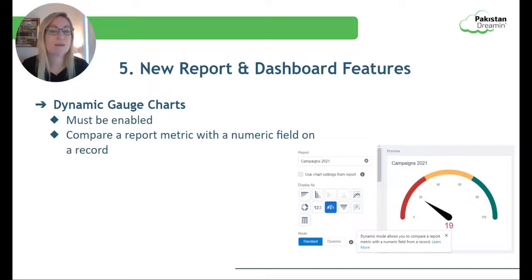Dynamic gauge charts have been a hugely requested feature for a long time. Now they must be enabled, but once they are, they can compare a report metric with a numeric field on a record. These are great for things like sales team targets or individual sales team member targets. And what it means is that you can set a gauge to be dynamic to track different people's targets. When your dashboard is filtered based on a specific user, the dynamic gauge will adjust to their targets instead of showing the entire team's targets.